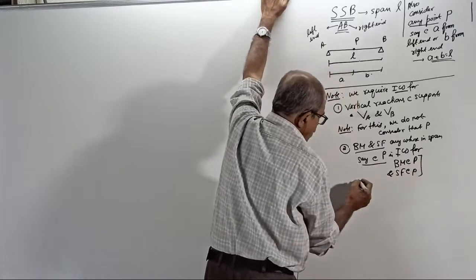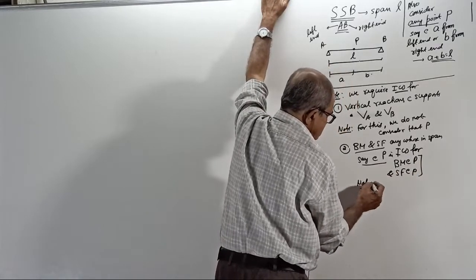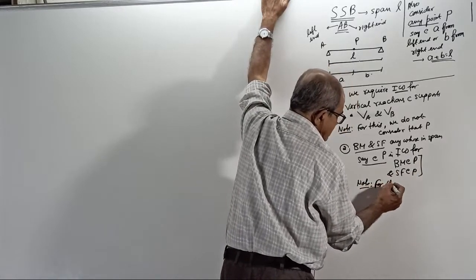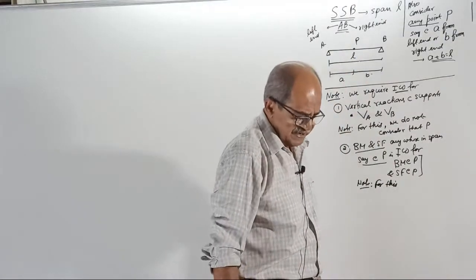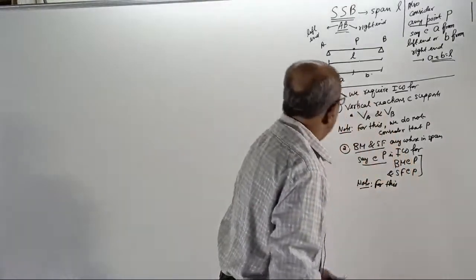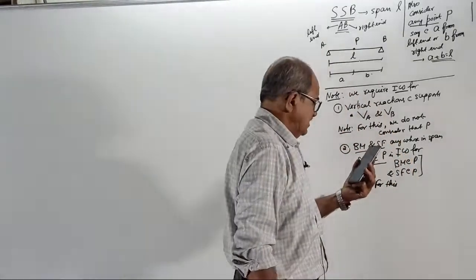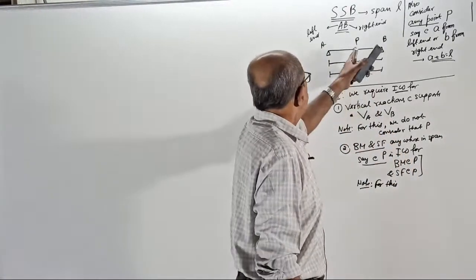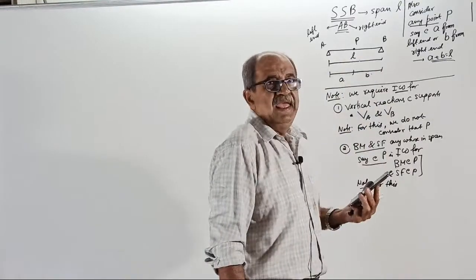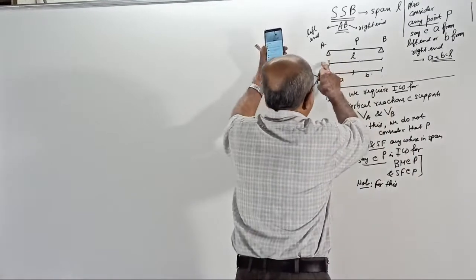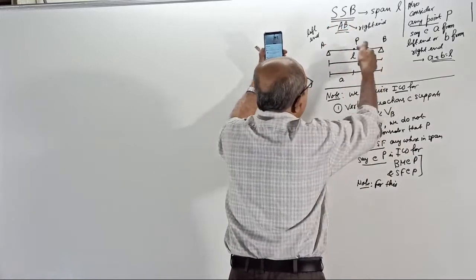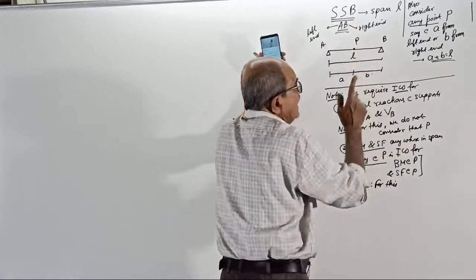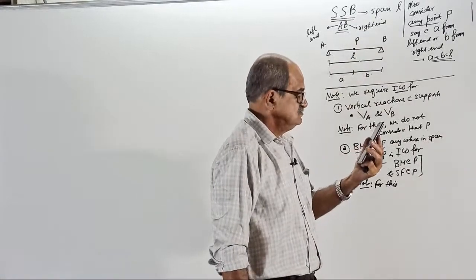Now tell me, note, for this, is that P considered or not considered? Tell first. For this one, P considered or not considered? When I want ILD for bending moment at P, considered. When you want ILD for VA and VB, P not considered. Now, when I want ILD for BM or shear force at P, considered or not considered?